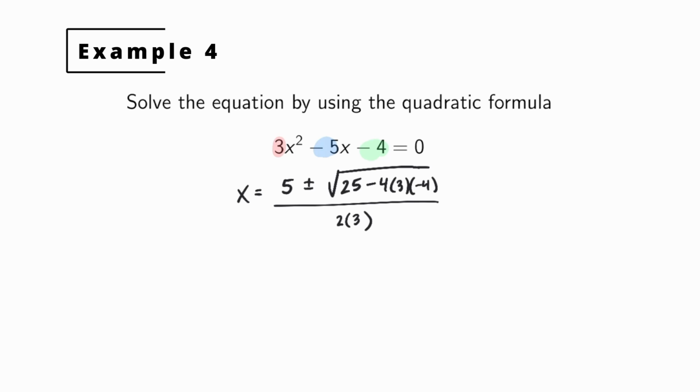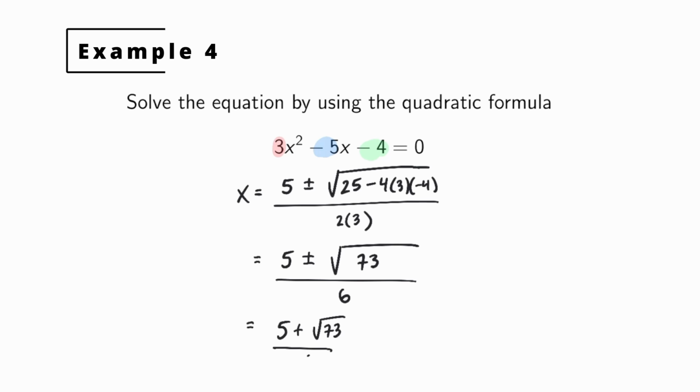Now, here we get 5 plus or minus, so it'll be 4 times 3 times 4 will give us 48, right? It'll be 12 times 4. So this is going to be 25 minus negative 48, or 25 plus 48. 25 plus 48 is 73, and that can't be simplified. So our final answer here is just going to be 5 plus or minus the square root of 73 over 6. Now this is actually two numbers, just to be clear. It's 5 plus the square root of 73 over 6, and 5 minus the square root of 73 over 6.